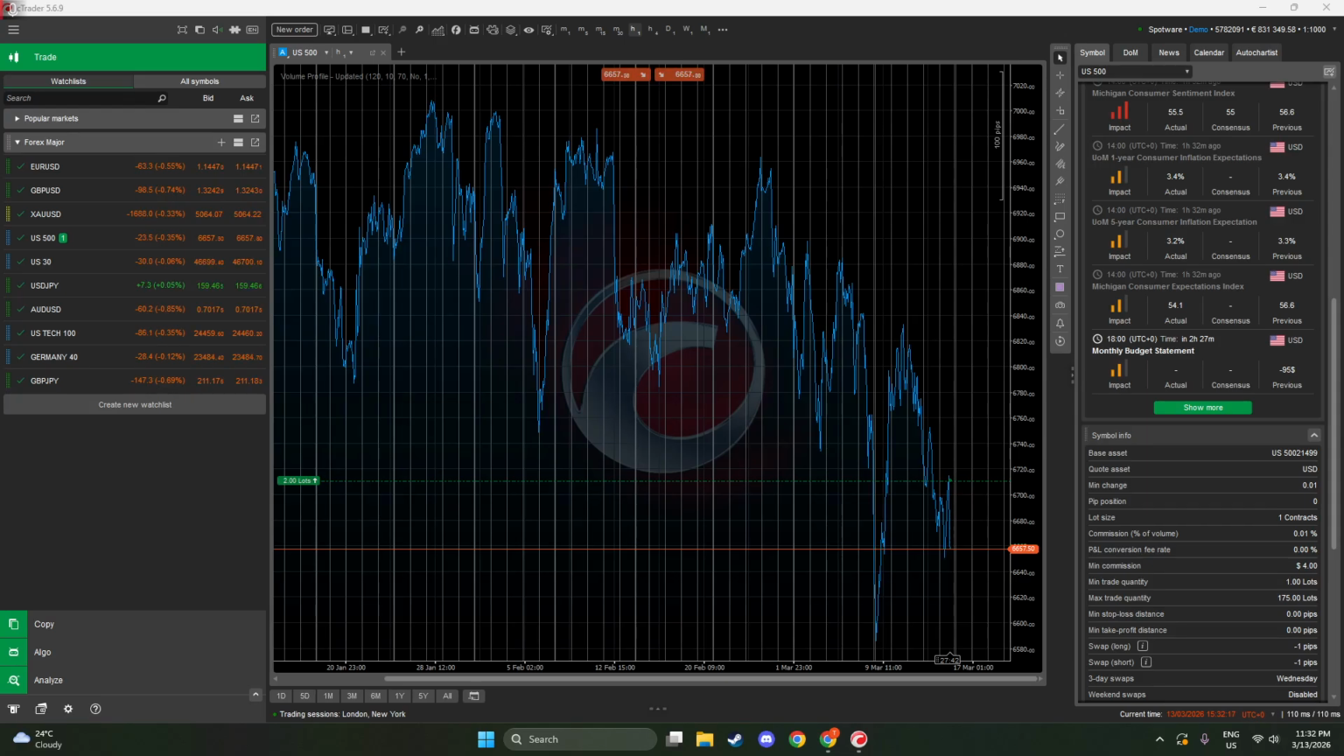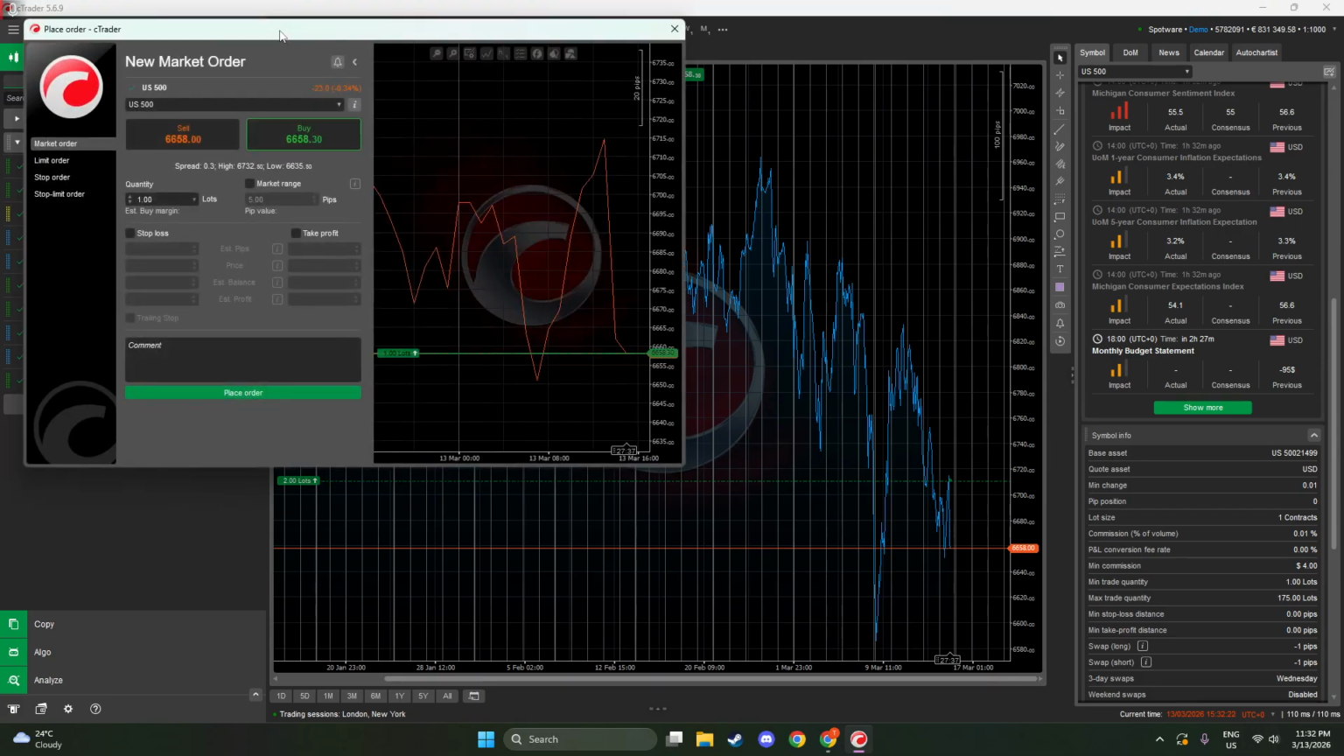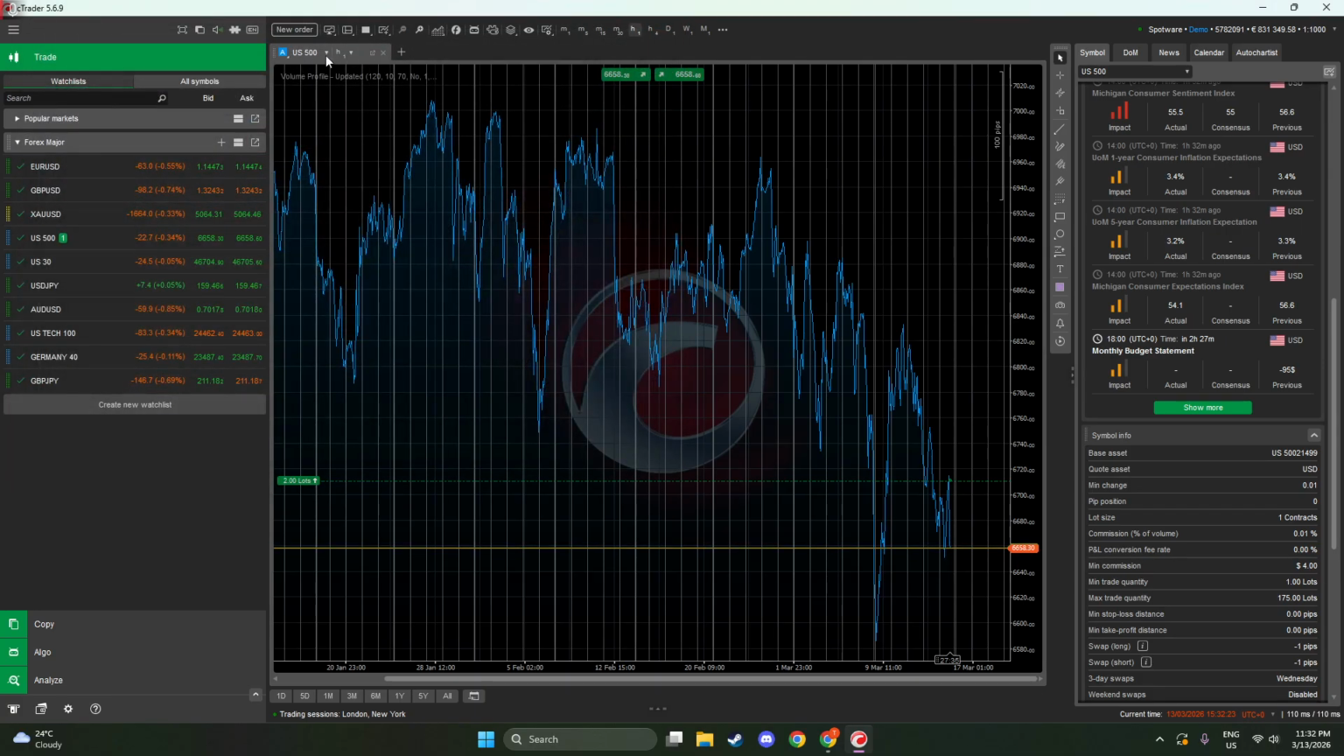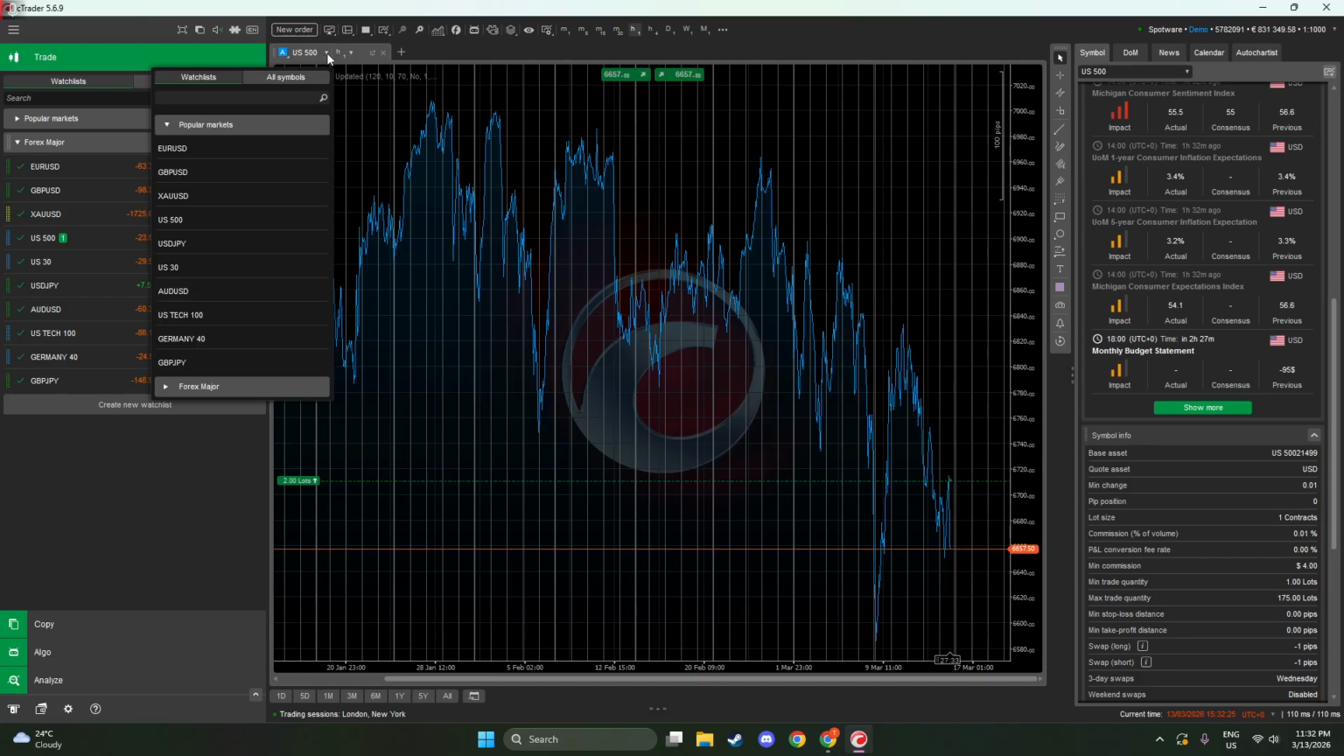You can press F9 on your keyboard or click the new order button on the platform. Before you do anything else, double-check that the symbol at the top of the window matches the market you intend to trade. This helps avoid placing the order on the wrong instrument, especially if you switch charts often.